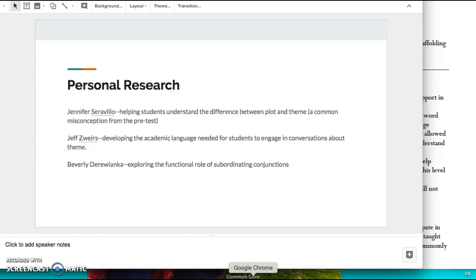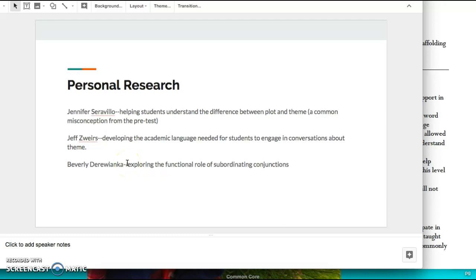So one of the things I liked about his work was that his theme examples were more aligned with what the 5th grade classroom teachers wanted to see, which was not just a one-word theme, like, oh, the theme is hope. They wanted a sentence. And so Jeff Zwiers gave a lot of examples about that and also provided us with some scaffolds for some different questions teachers could use to pull theme out for students.